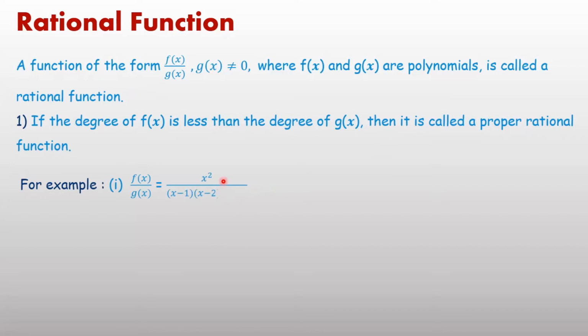For example, x square upon (x minus 1)(x minus 2)(x minus 3). Here, the degree of numerator is 2, and in the denominator, if you open the brackets, the highest power of x is 3. Hence, the degree of numerator is less than the degree of denominator, so it is an example of a proper rational function. Second example, x square minus 1 upon x square, x cube minus 1. Here, the highest power of the variable in the numerator is less than in the denominator. Therefore, it is also a proper rational function.